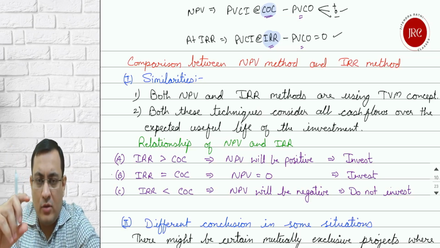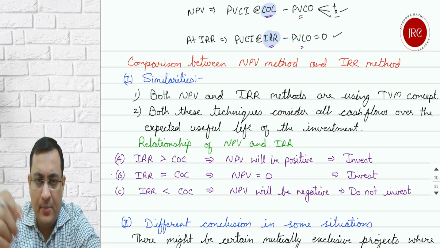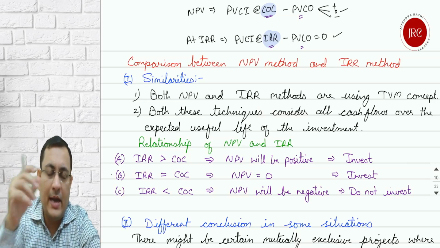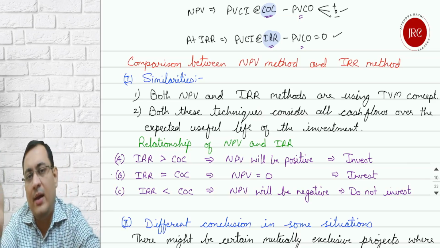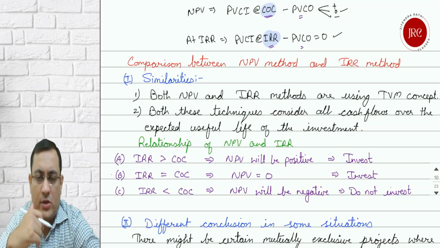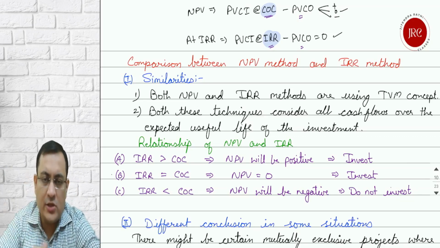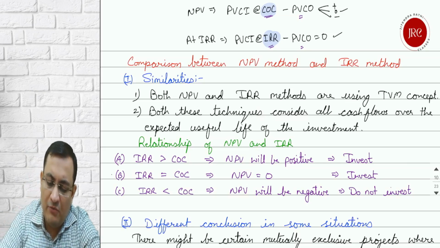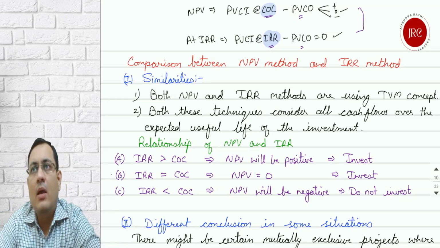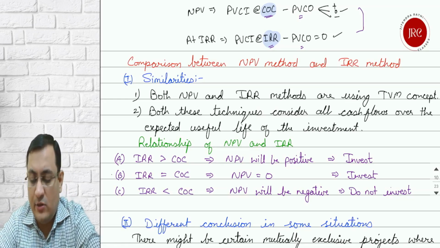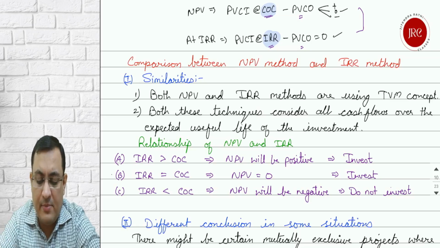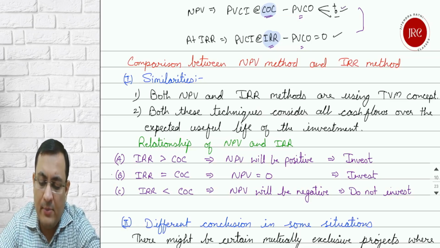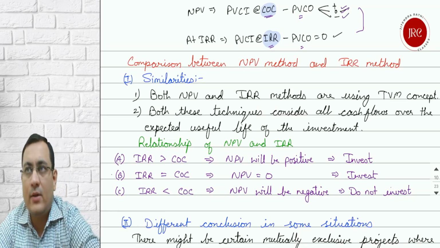So if we want to create a mathematical relationship between NPV and IRR, and these are the most probable questions in the exam: at this level of NPV, what is the situation of IRR, or at this level of IRR, what is the situation of NPV? So three relationships. Second is very clear. If we use these two equations, NPV equals PVCI at the rate COC minus PVCO, and at IRR, PVCI at the rate IRR minus PVCO should be equal to 0. And in case of NPV, it can be positive, 0, as well as negative.